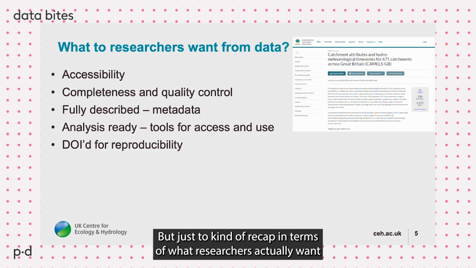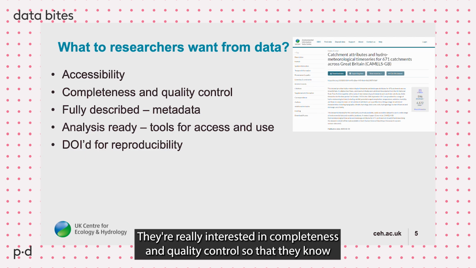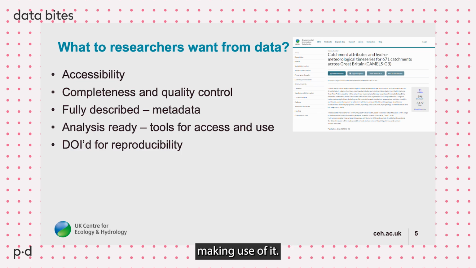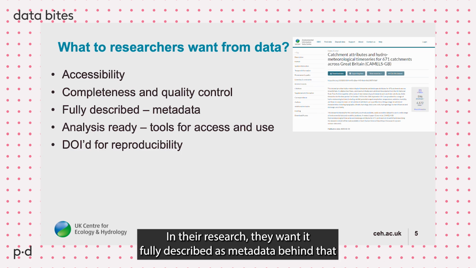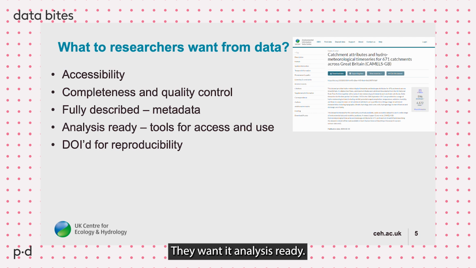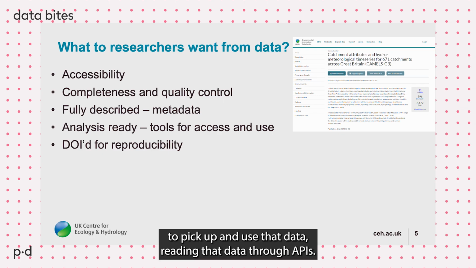in terms of what researchers actually want from data, they obviously want it to be accessible. They're really interested in completeness and quality control so that they know they don't have to do a lot of work on the quality of that data before making use of it in their research. They want it fully described, so there's metadata behind that to understand how to filter that data out, which data to make use of. They want it analysis ready, whether that's data formats or end user tools, R packages, for example, to pick up and use that data, reading that data through APIs.